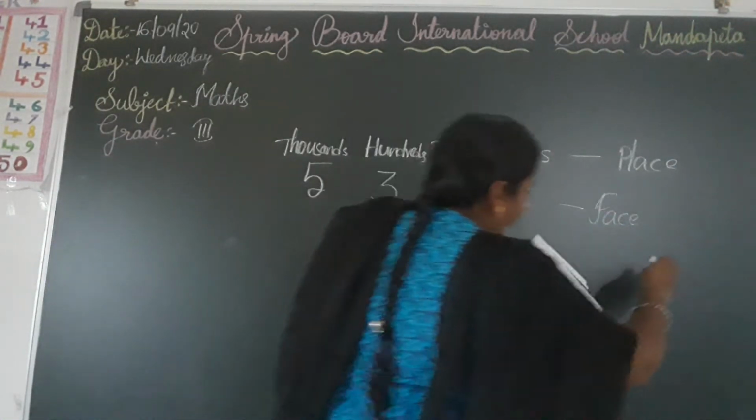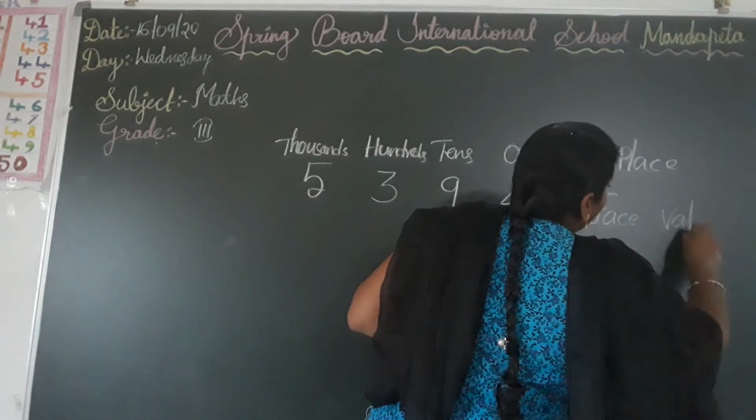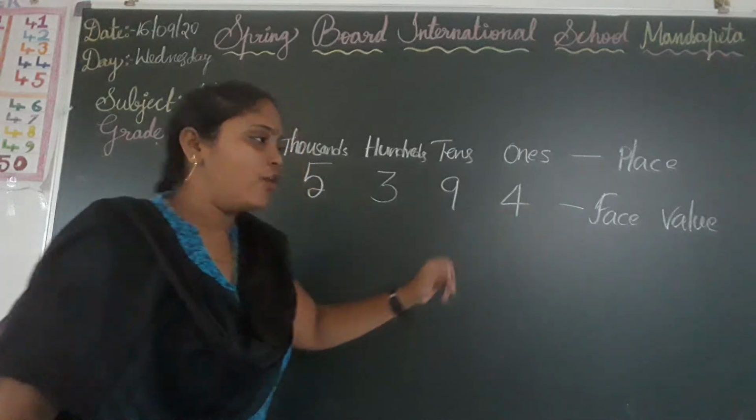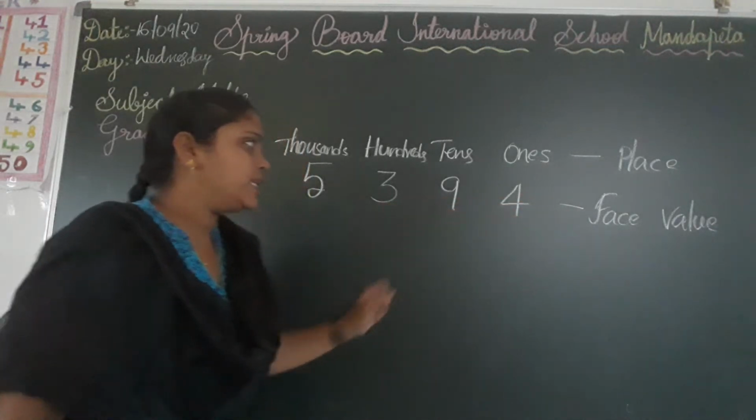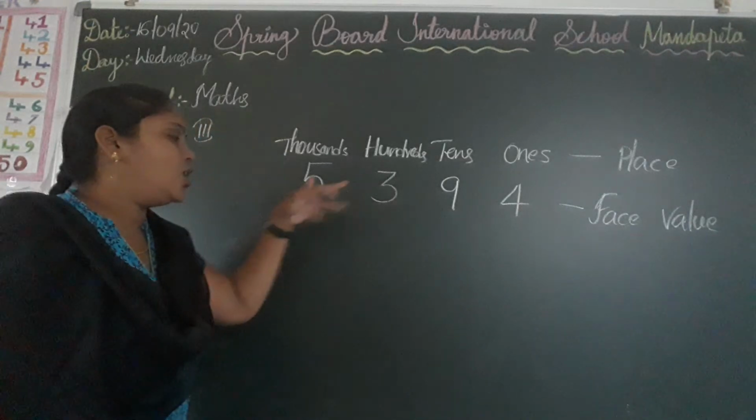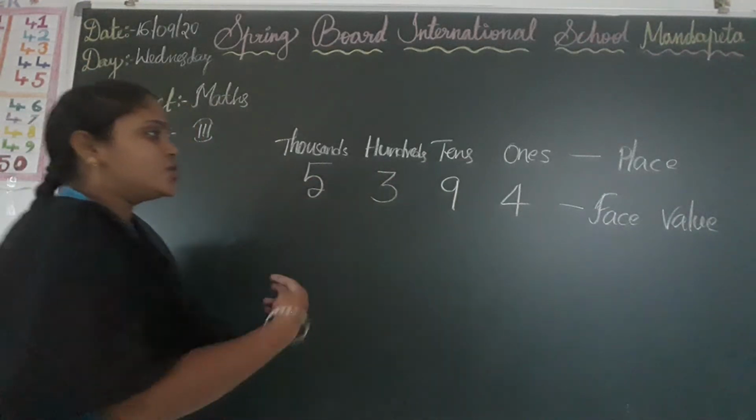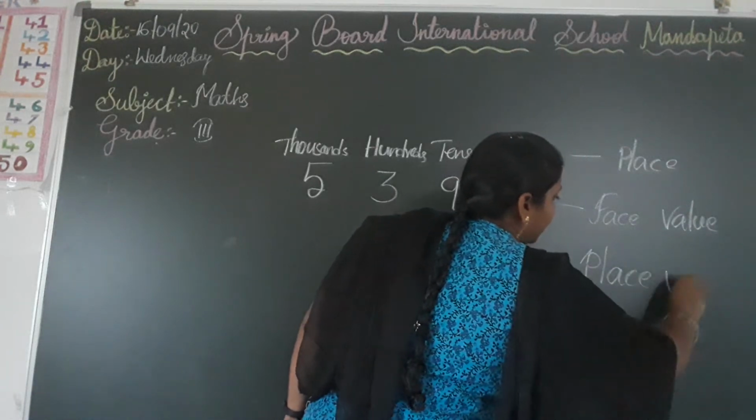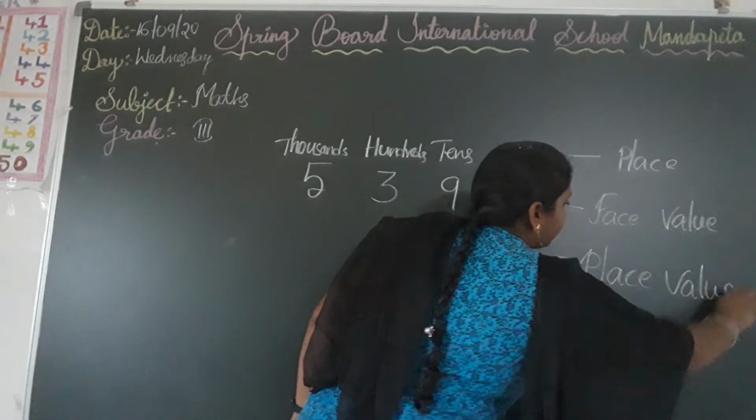And now here these are face values. So the face value of 4 is 4, face value of 9 is 9, face value of 3 is 3, face value of 5 is 5. Now we write the place value.